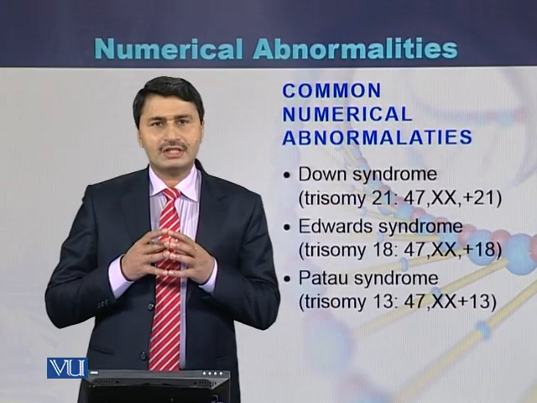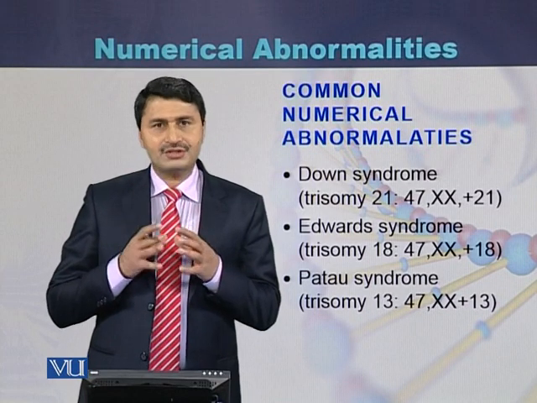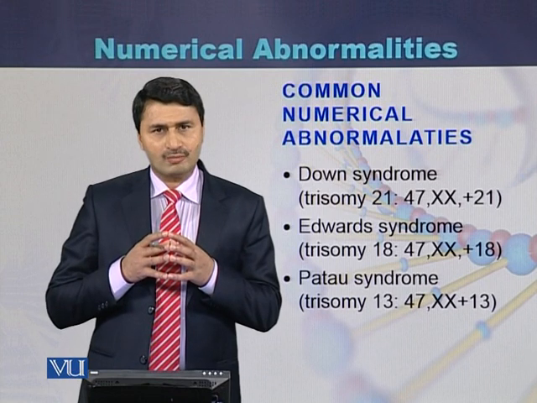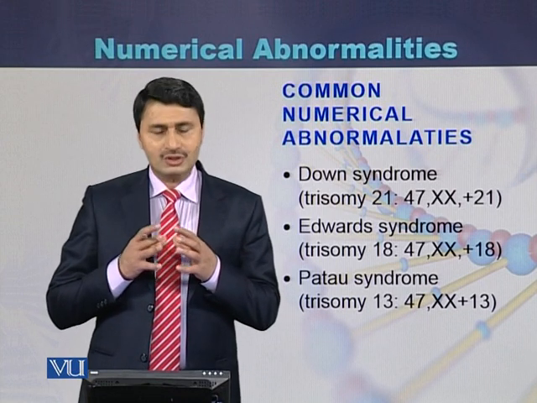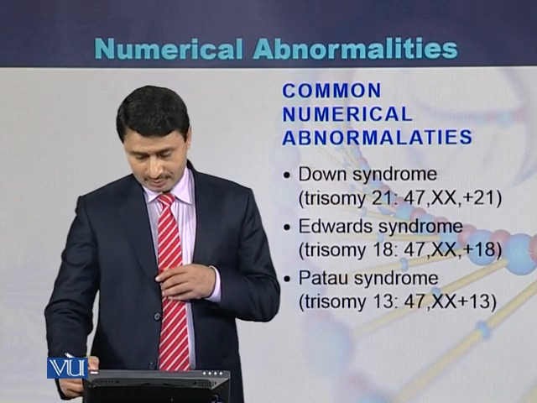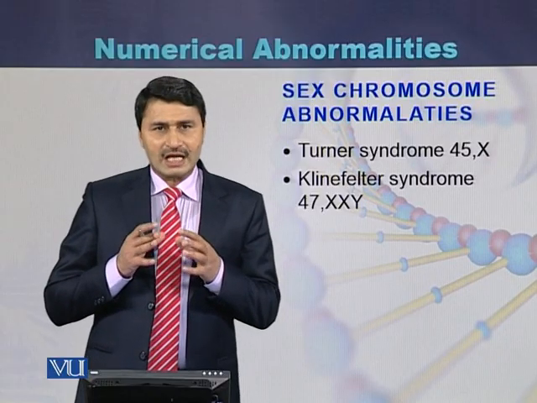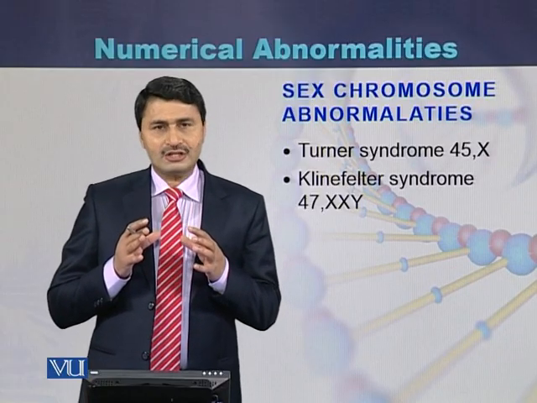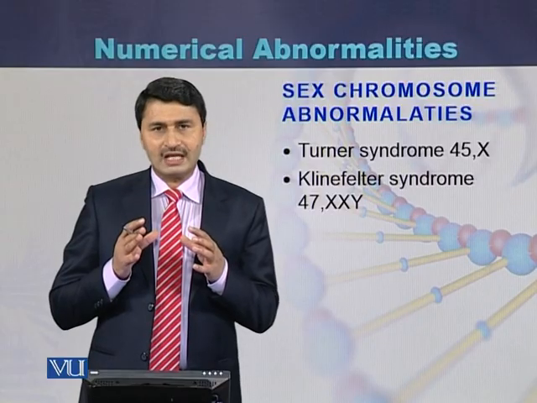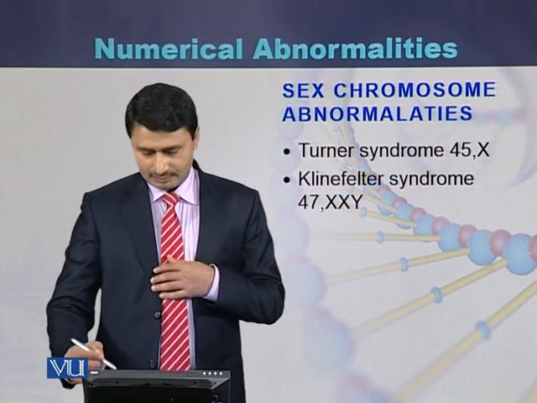Down syndrome is a trisomy of chromosome 21. Edwards syndrome is a trisomy of chromosome 18. Patau syndrome is a trisomy of chromosome 13. While on the other hand, the trisomies which are present due to the sex chromosomes are Turner syndrome and Klinefelter syndrome.